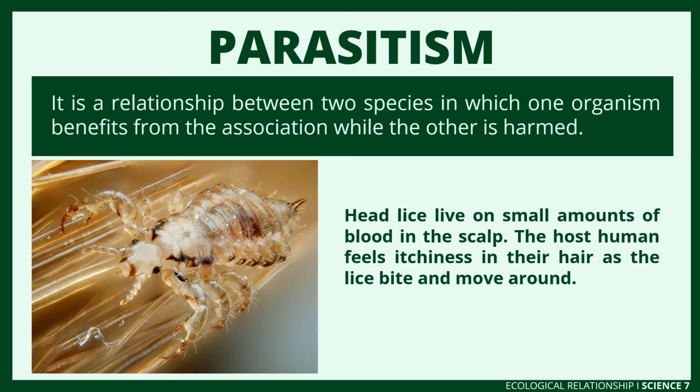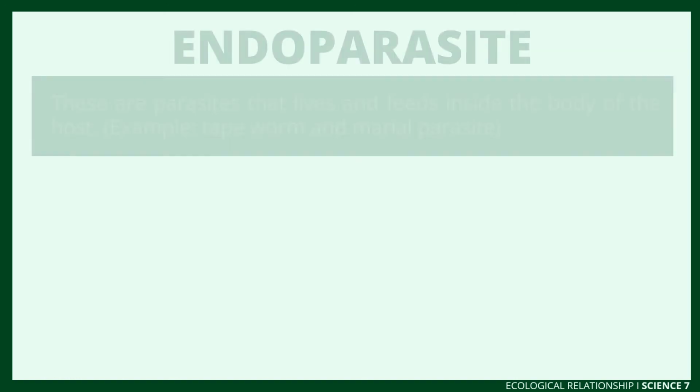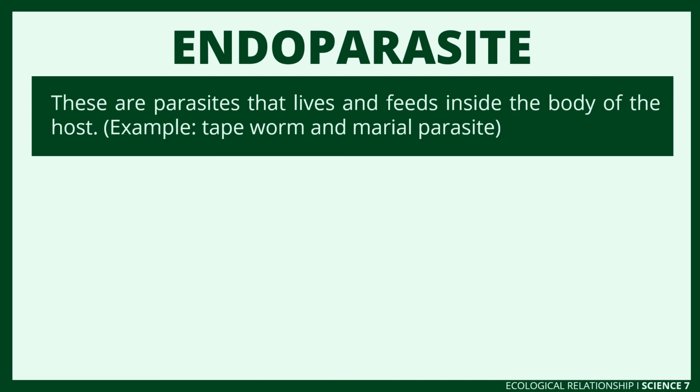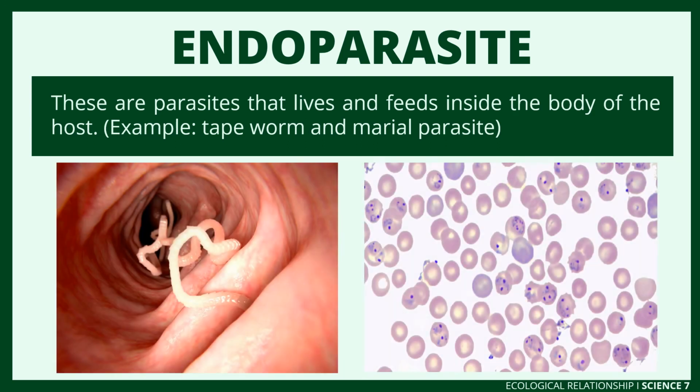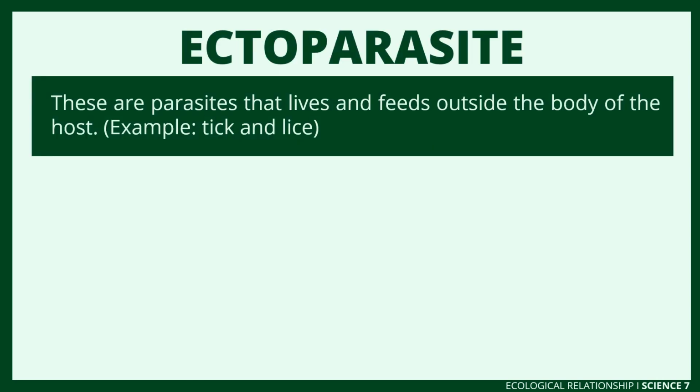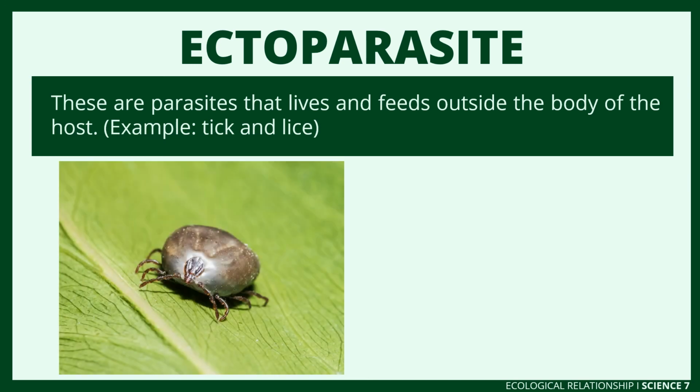There are two types of parasite. Endoparasites are the parasites that reside inside the body of the host. Examples of this are tapeworm and malarial parasite. On the other hand, ectoparasites are the parasites that reside outside the body of the host. Examples of this are the tick and lice.